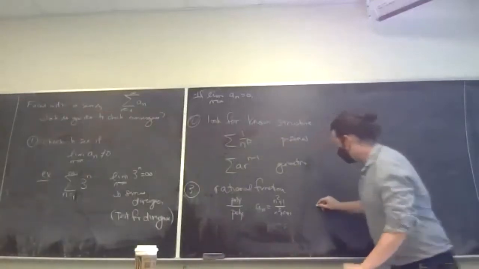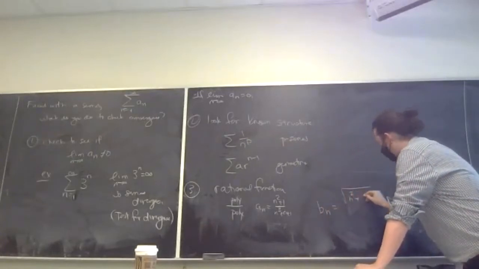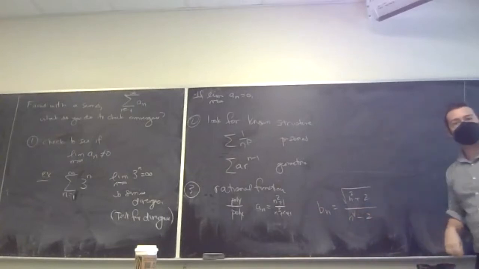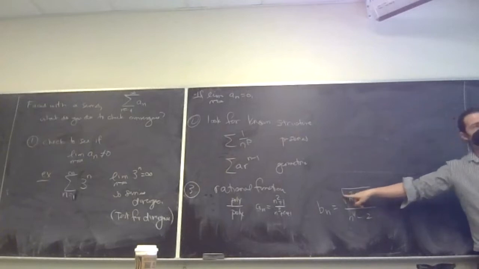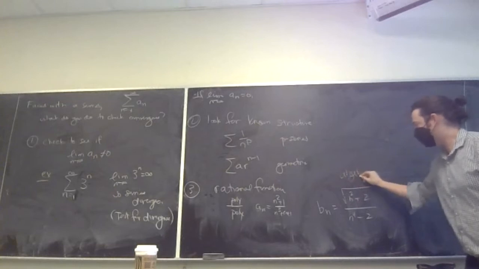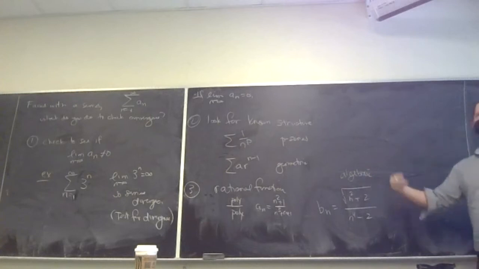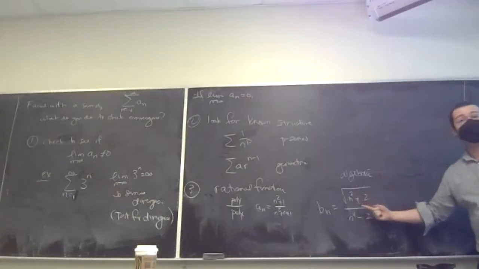So I'm just curious if anybody knows the name of these guys. Series that look like something like (square root of n squared plus 2) over (n to the fourth minus 2). It's not rational because there's this square root here. It's called algebraic functions. Just need the vocabulary for that. The book is going to refer, when you read chapter 10.7, to algebraic functions, but what it means is mixtures of polynomials and square roots.